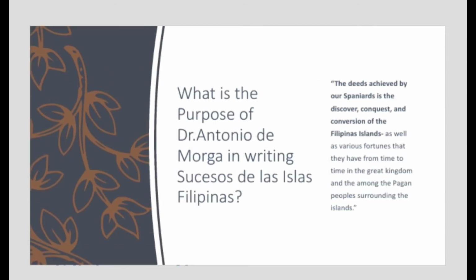What is the purpose of Dr. Antonio de Morga in writing Sucesos de las Islas Filipinas? So, the purpose of Dr. Antonio de Morga in writing Sucesos was so he could chronicle the deeds achieved by the Spaniards in the discovery, conquest, and conversion of the Filipinas Islands, as well as the various fortunes that they had from time to time in the great kingdom and among the pagan people surrounding the islands.